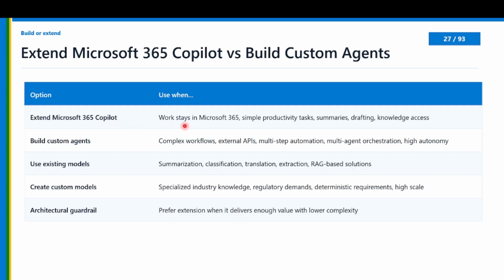See, work stays in Microsoft 365: simple productivity tasks, summaries, drafting, and knowledge access. Okay, so if you want an agent that will stay inside Microsoft 365 or Copilot, maybe you want to integrate with Teams, Microsoft Word, PowerPoint, and so on and so forth, then use Microsoft 365 Copilot. You just need simple productivity tasks.